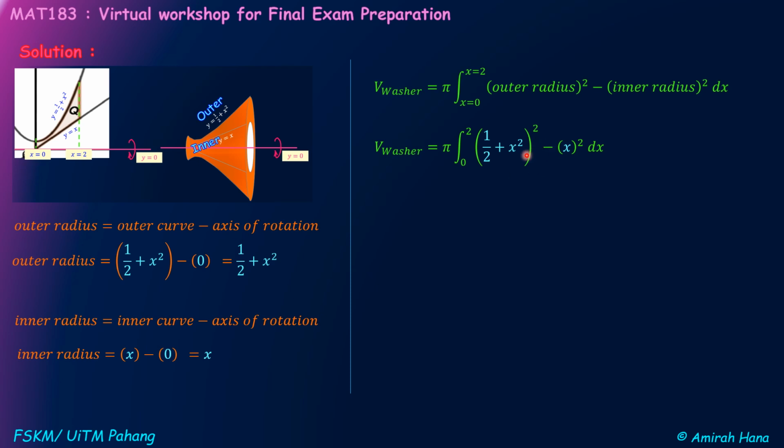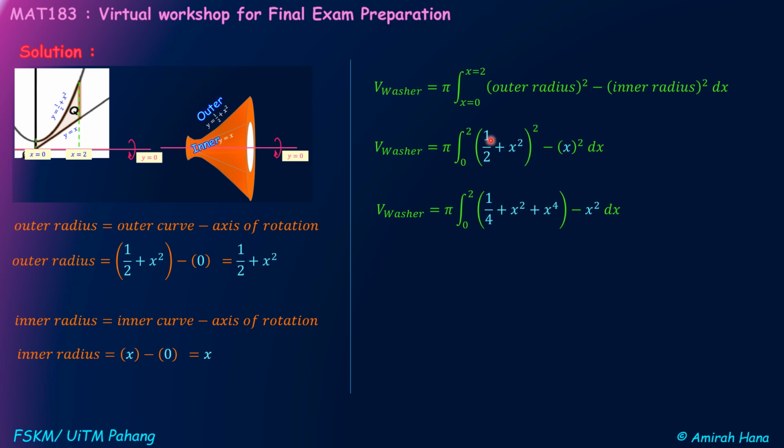Alright, from here we must be careful about how to expand the power 2. Okay? So from here, after we expand the square, we get volume by washer equals to pi, integrate from 0 to 2, 1 over 4 plus x squared plus x to the power of 4 and then minus x squared. Okay? Remember, don't just take the front to the power 2 plus the back to the power 2. If we do that, what do we get? 1 over 4 plus x to the power of 4. Actually, bracket squared means the bracket multiplied again by the same thing. Okay, and then expand one by one.